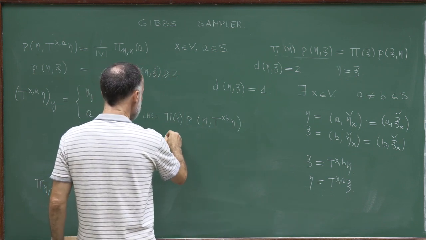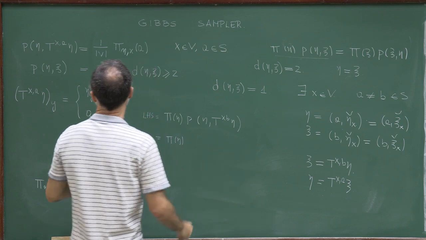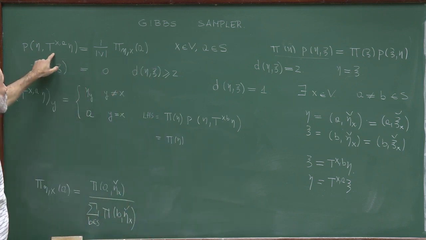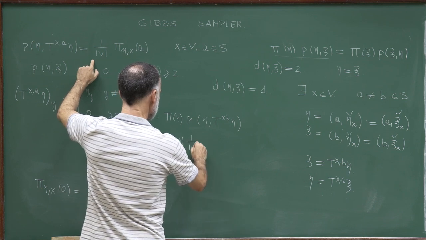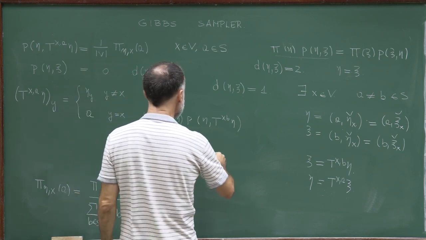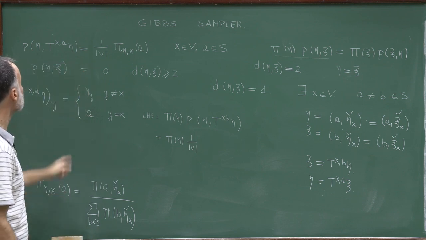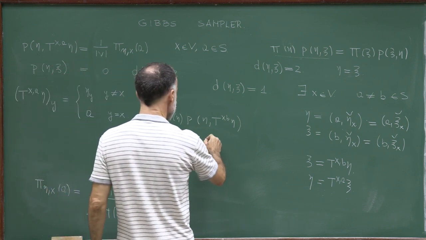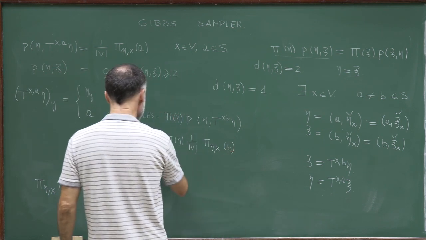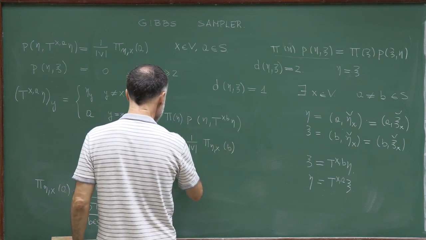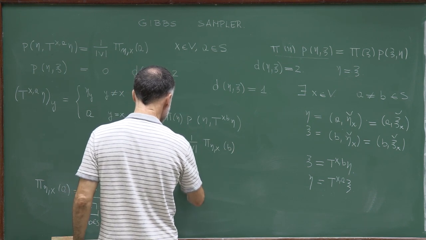And this is equal to p of eta. So now let's see here the probability. Well, the probability it's 1 over v, and then p eta x b. So this is p eta x b. But this is p of eta divided by v.